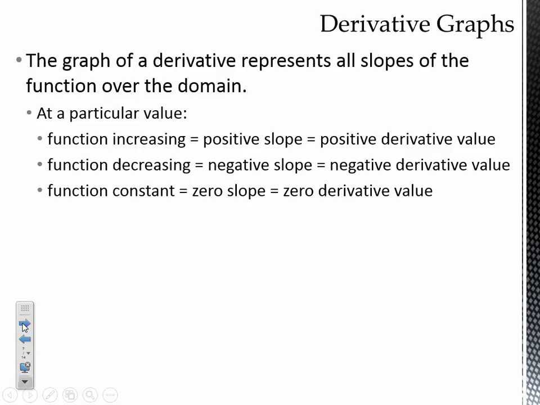Whenever we are increasing, our tangent line is going to have positive slope, which means we're going to have a positive derivative. Anytime our function is decreasing, those tangent lines have negative slope, which means our derivative is negative. Anytime our function is constant or switching directions, we have 0 slope, so we have 0 for our derivative.